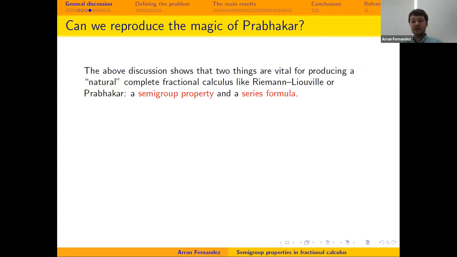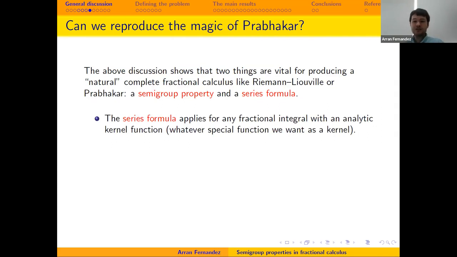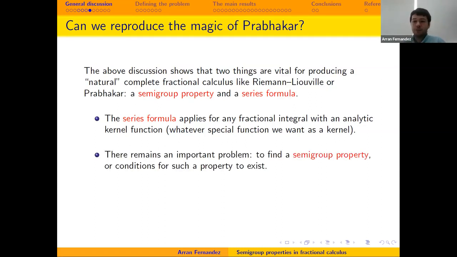With Prabhakar, this magic happens. It's quite a complicated operator compared to Riemann-Liouville. You have 4 parameters, but you still get the nice properties: fractional integral, fractional derivative, composition properties, all the nice things you want because of the semigroup property and the series formula. The series formula is easy to extend to whatever special function you want in the kernel, because as long as it's an analytic function, it has some power series, you will get the series formula, an infinite sum of Riemann-Liouville integrals.